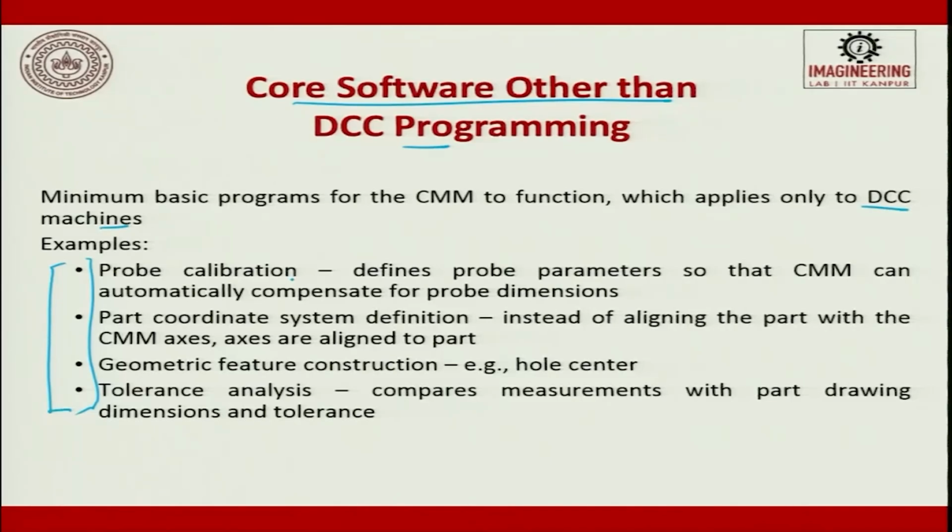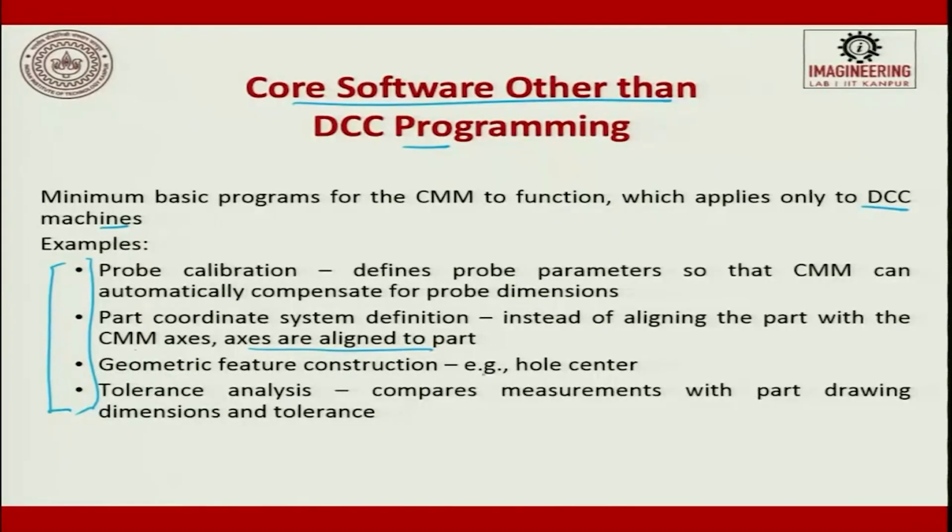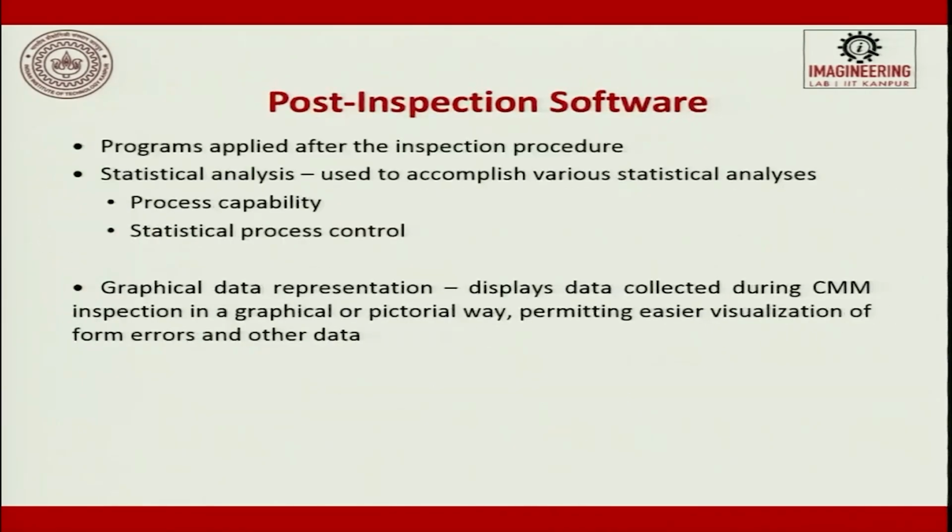Probe calibration, because you might have varying height, where there is wear and tear, where there is fatigue, the spring losing its repeatability. So, we always do a probe calibration, which defines probe parameters so that the CMM can automatically compensate for the dimensions. Part coordinate system is, instead of aligning the part with the CMM axis, the axes are aligned to the part. Just like your world coordinate system, user coordinate system, we convert it to a local one with respect to the part, what is the alignment to be done. So, then geometric features, for example, hole centers, and tolerance analysis compares measurement with the part drawing dimensions and tolerances.